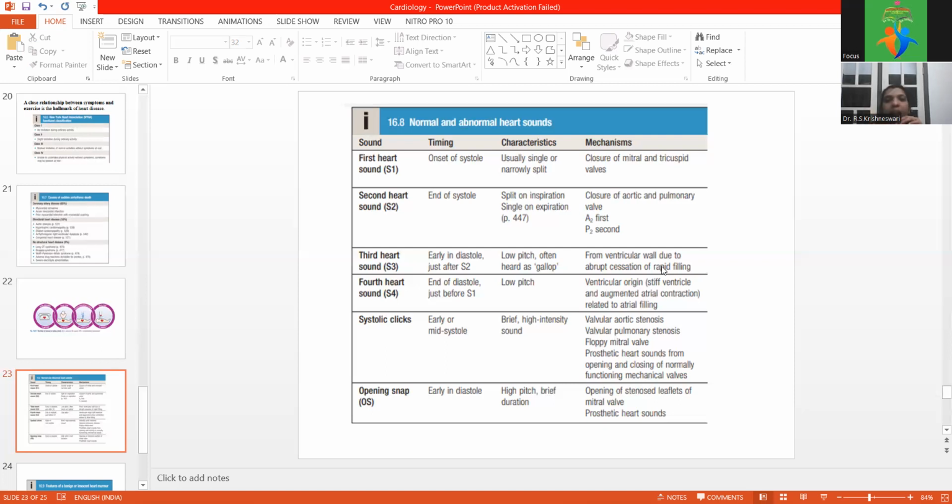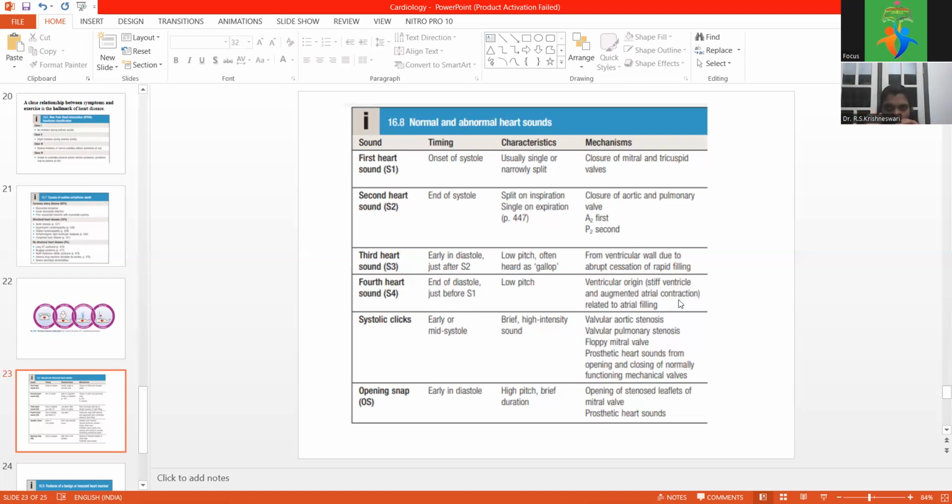You understand? Then the fourth heart sound, S4. It is in the case of a stiff ventricle. Stiff ventricle means when there is hypertrophy of the muscles of the ventricle, the muscles cannot operate as normal, is it not? So these ventricles will be very stiff.